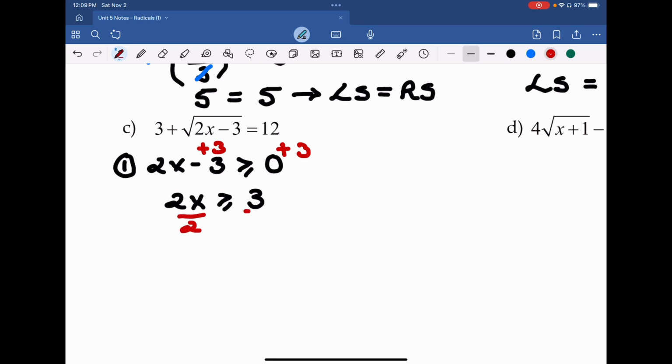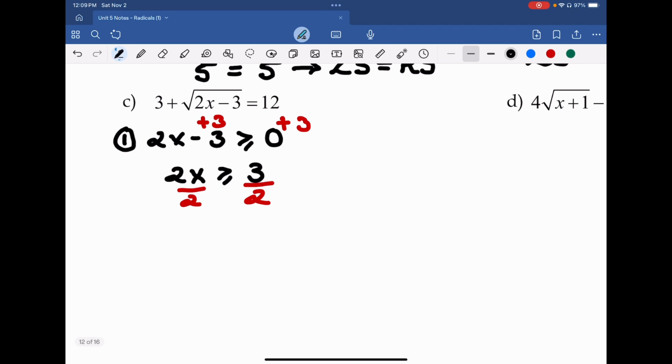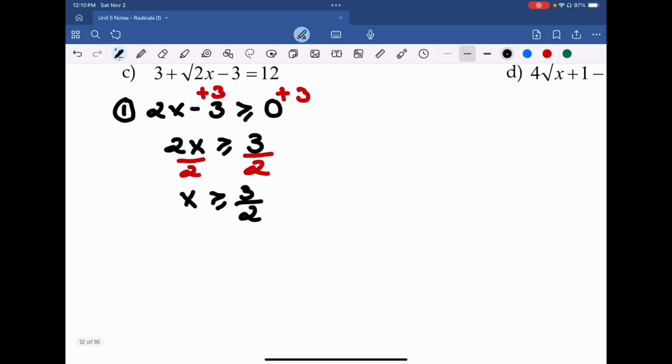My last step to state my overall x restriction is going to be divide by 2, and I figure out that x is greater than or equal to 3 over 2. So as long as we have an expression where x is greater than or equal to 3 over 2, we're like, okay, perfect, this works. Now what we're going to do is we're going to start solving the equation. So often what I do at this point is I just restate the original equation. So 3 plus the square root of 2x minus 3 is equal to 12.